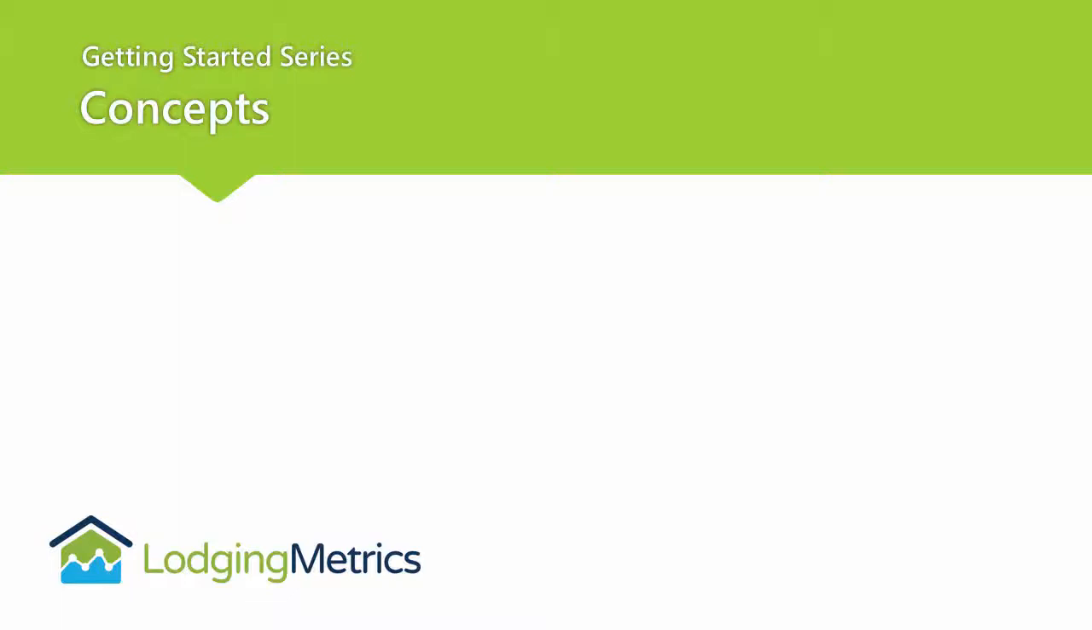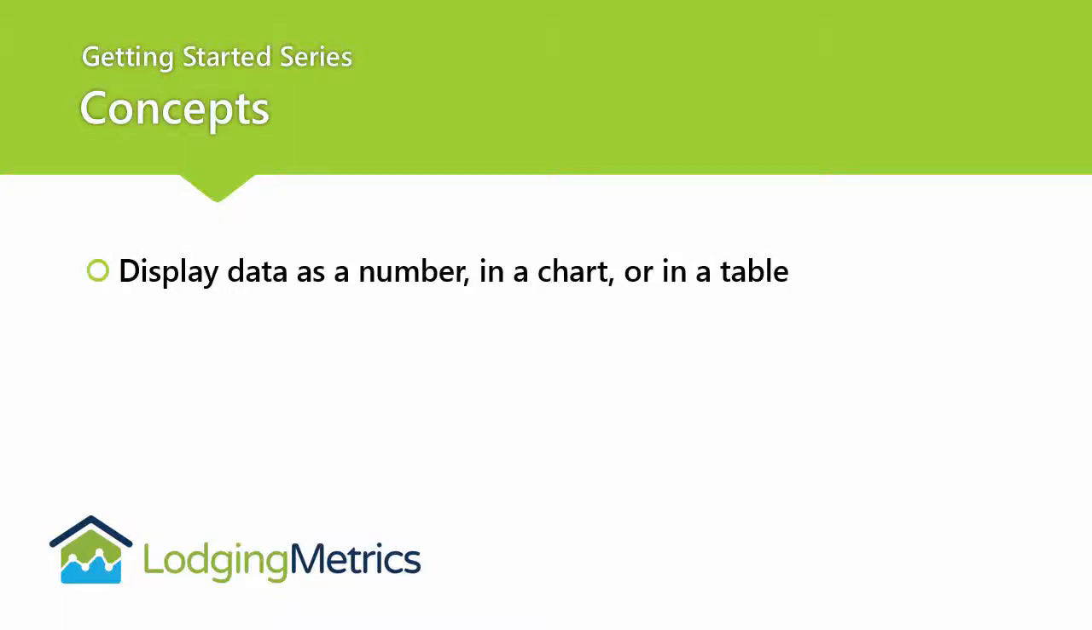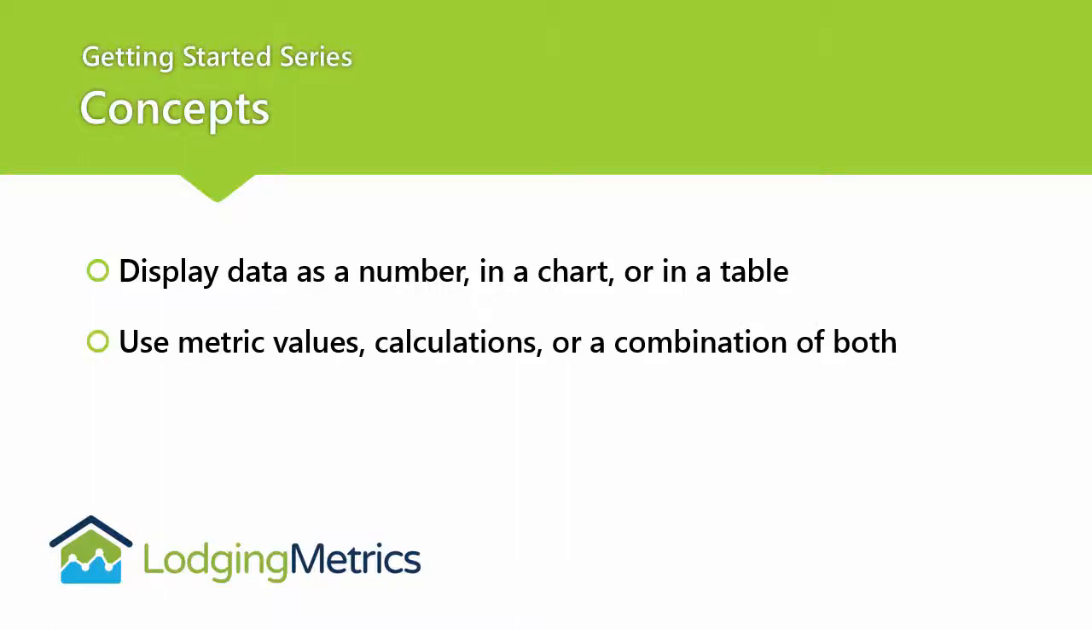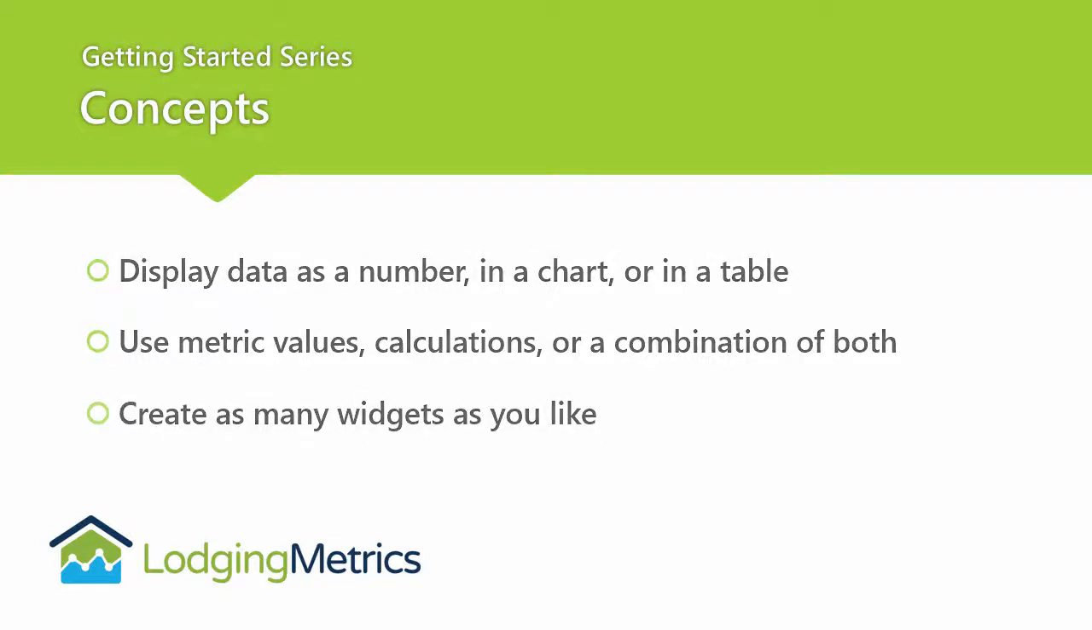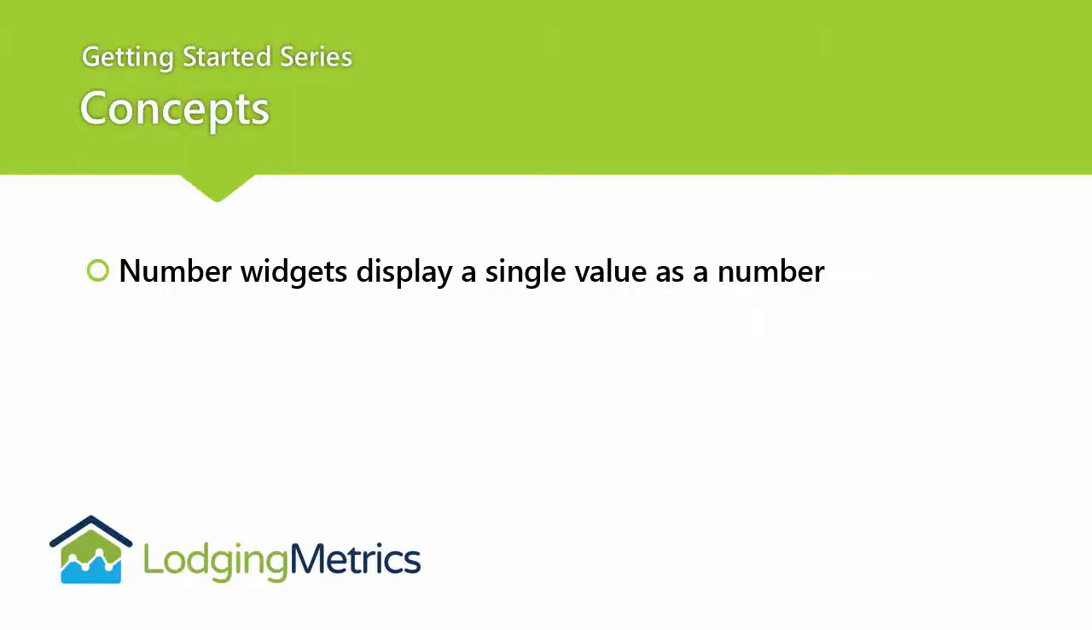The dashboard can be configured to display your data as a number, in a chart, or in a table, using metric values, calculations, or a combination of both. We call these widgets, and you can create as many as you like. Number widgets display a single value as a number, and they include green up or red down arrows to show the percentage of increase or decrease over the prior time period selected.